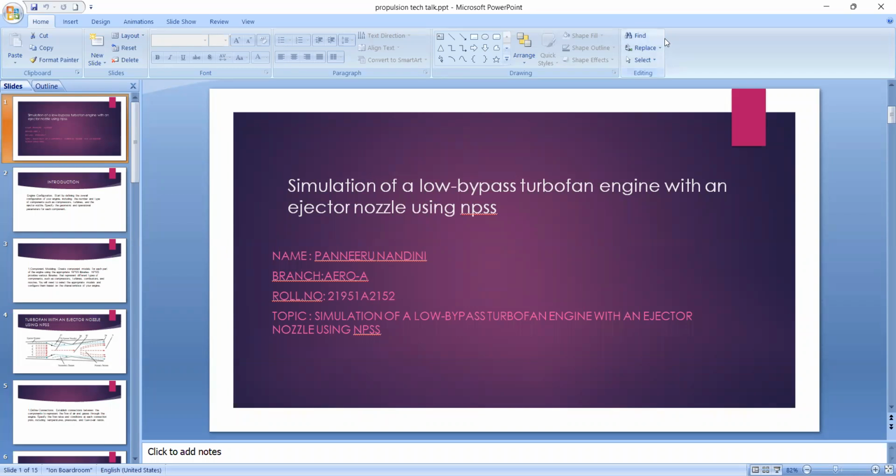Today I am going to explain the topic, simulation of a low bypass turbofan engine with an injector nozzle using NPSS.